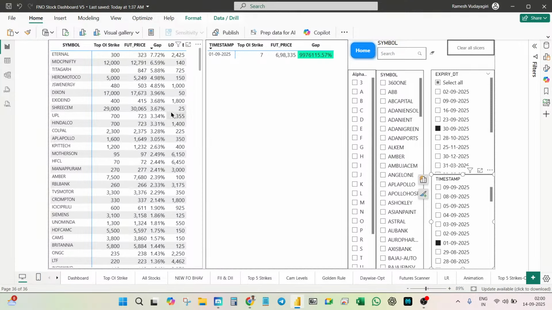1st September, let us see here. Eternal. Highest open interest you can see here is at 300 rupees, and the future price is 323. So I am expecting a fall in Eternal on a 1st September closing basis. Let us see what happened to Eternal after 1st September.